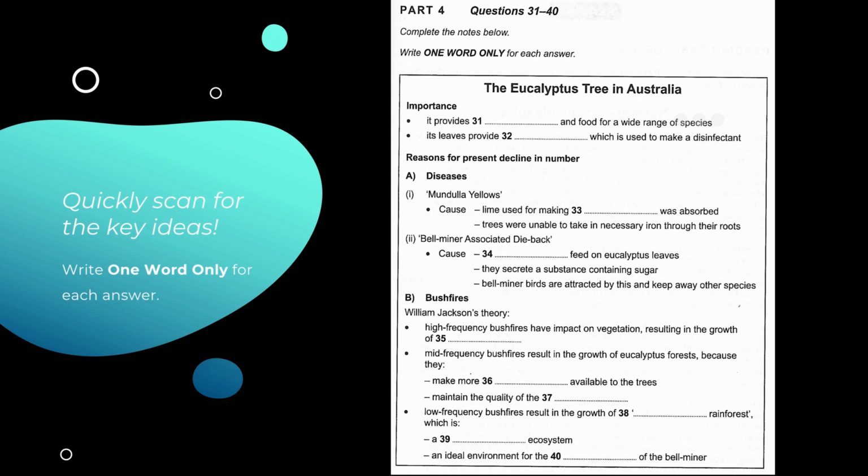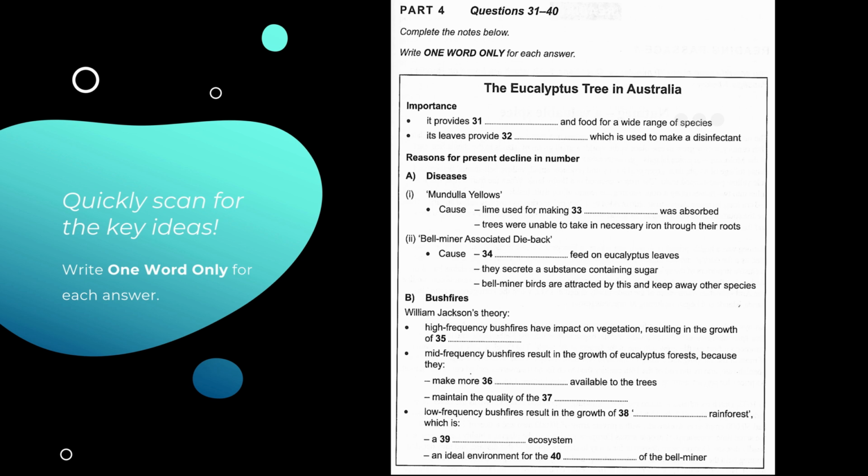The bell miner is a bird, and the disease seems to be common where there are high populations of bell miners. Again, it's the leaves of the trees that are affected. What happens is that insects settle on the leaves and eat their way round them, destroying them as they go, and at the same time they secrete a solution which has sugar in it.